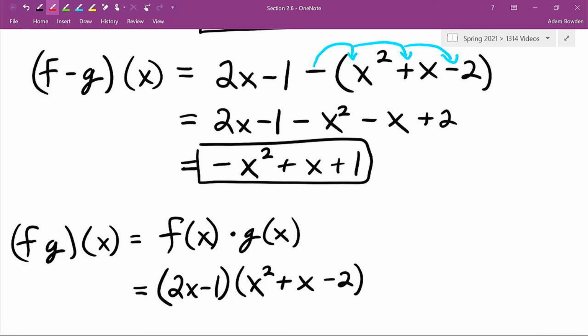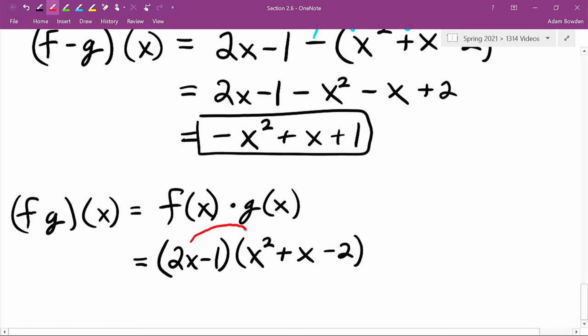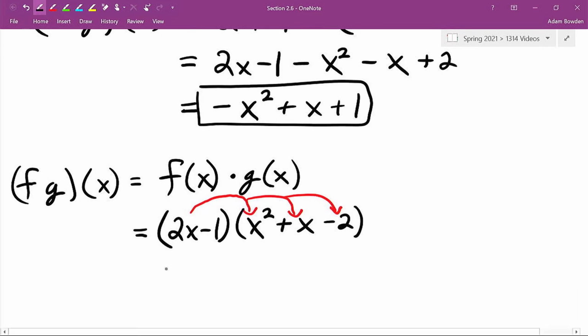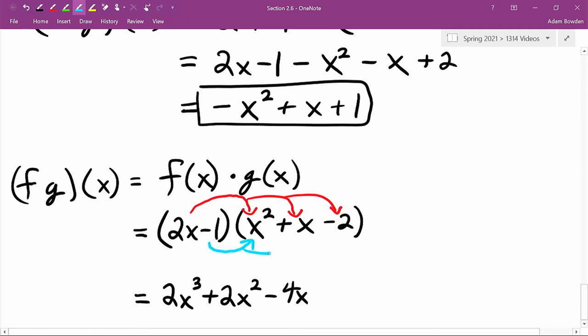And in order to multiply these together, I'm going to distribute one of the things over the 2x. That'll distribute to each of the terms. So start off here, we're going to have a 2x to the third plus 2x squared minus 4x. Then I also have to distribute over the negative 1 to everything. And if we do that, it'll turn into negative x squared, negative x, and positive 2.